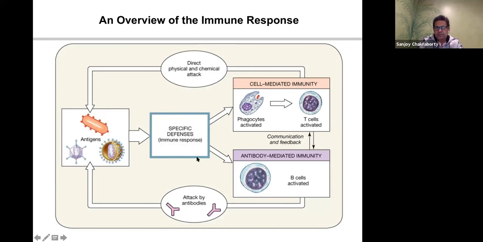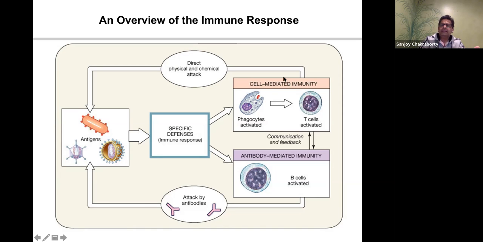Everything here is specific, because we have to recognize that particular enemy. We have bacteria and viruses, and we recognize them. Whether it's COVID-19, or a pox virus, or a particular streptococcus bacteria, we recognize them. Once we recognize them, either we can use cell-mediated immunity, meaning T cells kill them directly, or B cell-mediated immunity, meaning antibody destroys the antigen.